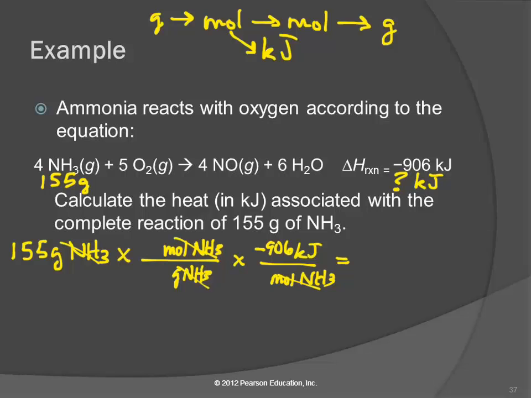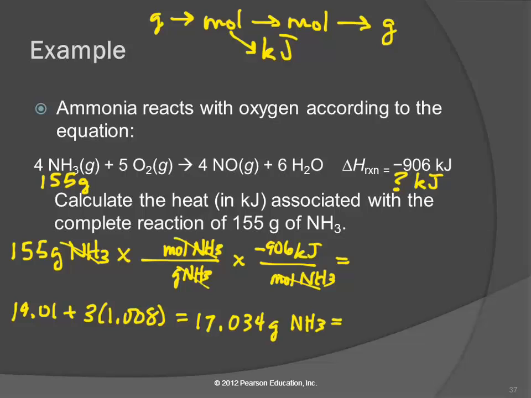Okay, NH3. We need the molar mass so we can convert grams to moles. So nitrogen is 14.01 plus 3 times the mass of hydrogen, and that comes out to be 17.034. Again, with this 7 that looks like a 2. There we go, 17.034 grams of ammonia is equal to 1 mole of ammonia.